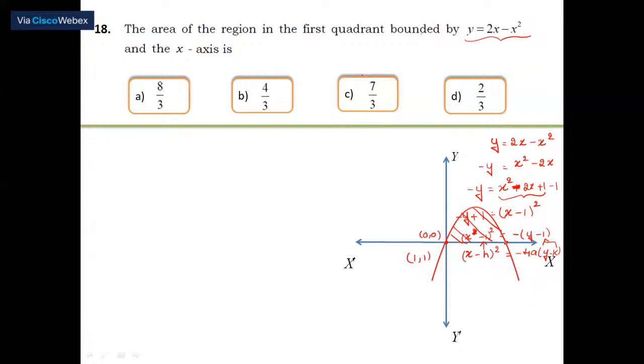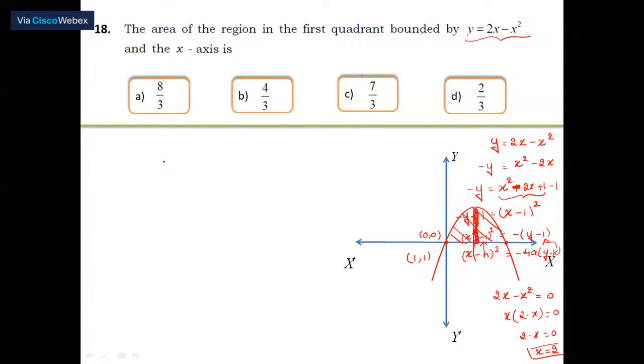And to find the other point, in the equation of our parabola, consider this y value as 0. And when y value is 0, 2x minus x square is equal to 0, or x times 2 minus x is 0, or from this x is equal to 2. So the point here is 2 comma 0. And to find this area, let us consider the rectangular strip from the x-axis to the parabola.